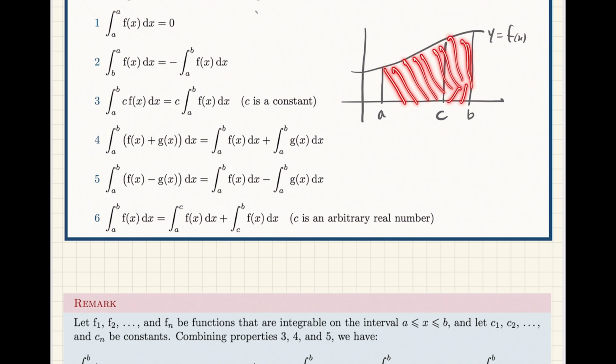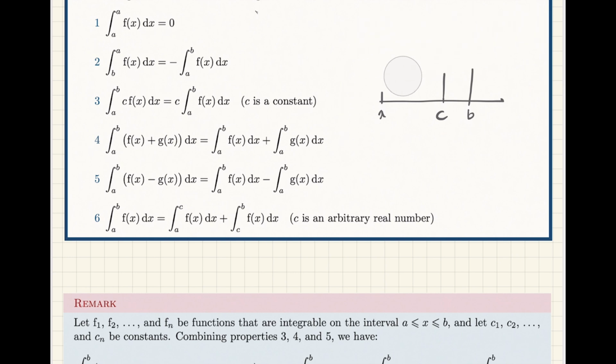This is the whole area from a to b, yes? But now what is the area from a to c? The area from a to c would be this part, and the area from c to b would be this part. So it is clear that if I add these two areas, it becomes the total area, which can be represented by this integral. This is one way of understanding that. But of course, a more rigorous way of understanding this is again using Newton's formula.